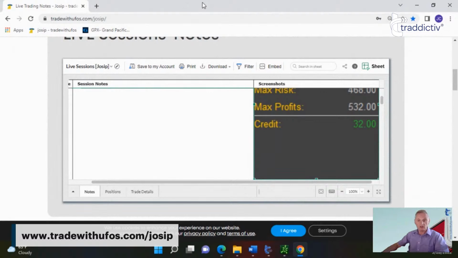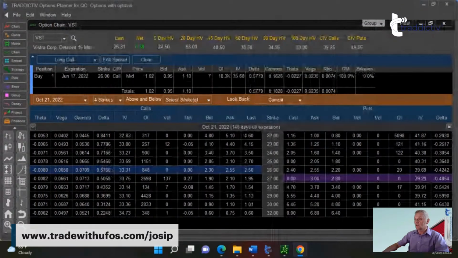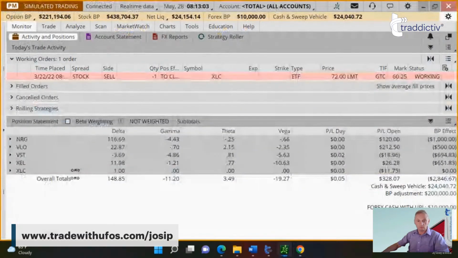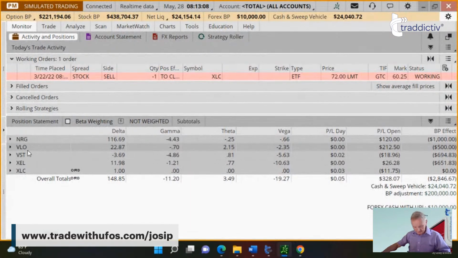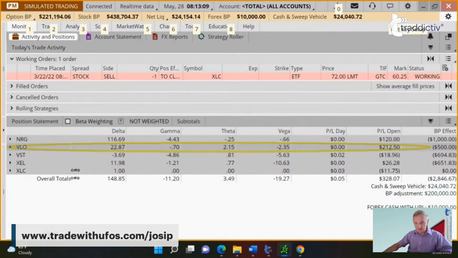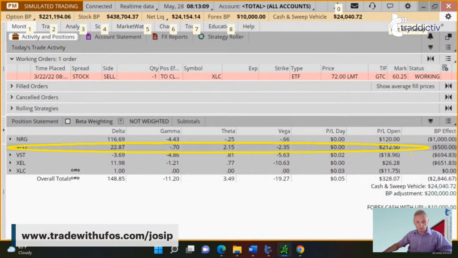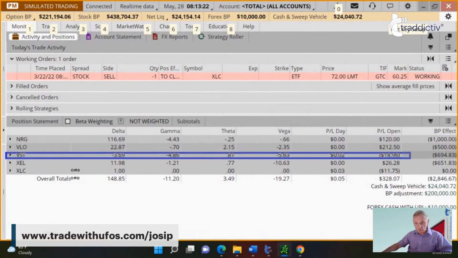Now we're going to evaluate whether or not that is doing well, and one of the ways to do that is to bring the platform in. Valero, on the platform that we have used to execute this, is showing that it's actually up $212. Now let me change the color, maybe to blue, and point out that the VST trade we just looked at is showing a loss.